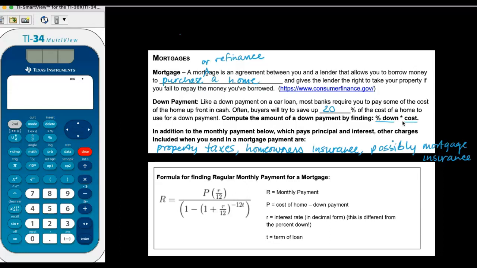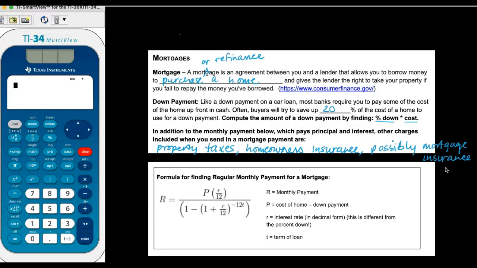There are just a couple other things that are important to mention too. In addition to the monthly payment that pays principal and interest, there are other charges that are usually included when you send in this mortgage payment. That could be things like property taxes or homeowners insurance. Now, these things can be paid upfront or yearly in bulk. You can write a separate check for property taxes or homeowners insurance, but a lot of people tend to roll those into their mortgage and make those part of the monthly payment. And then possibly even mortgage insurance. That just depends on the loan and the person.